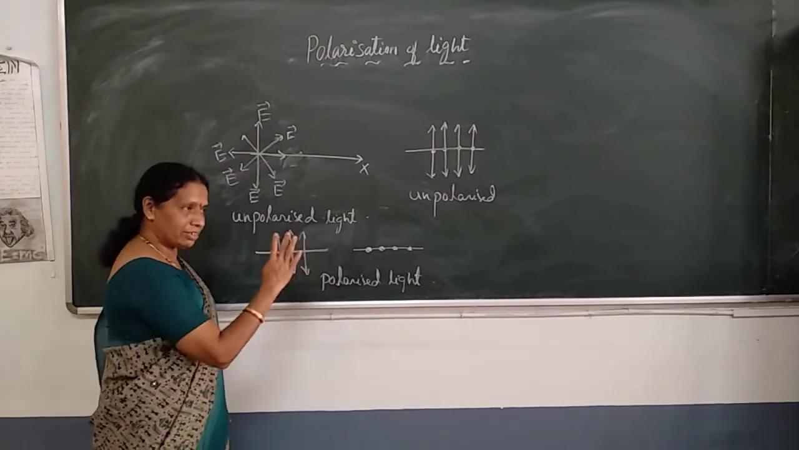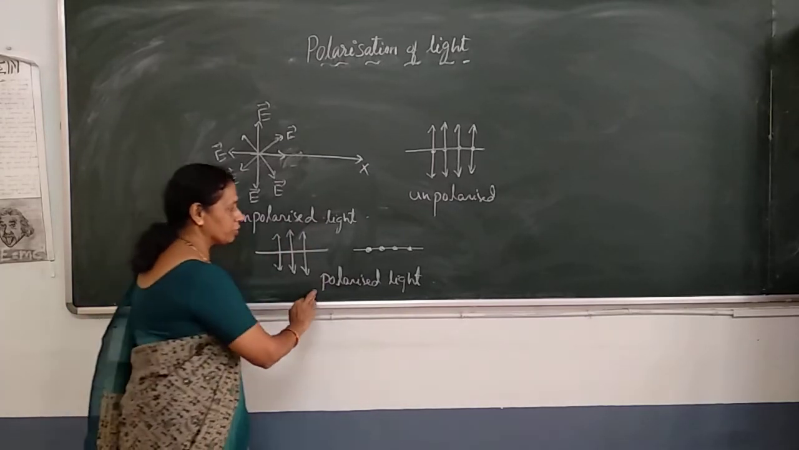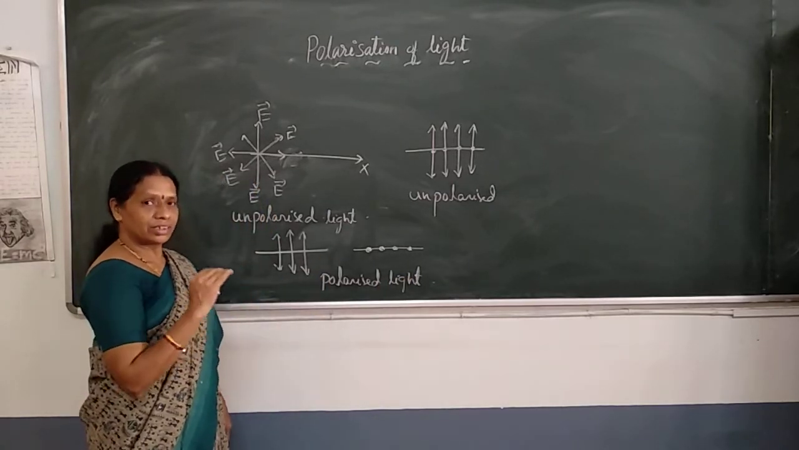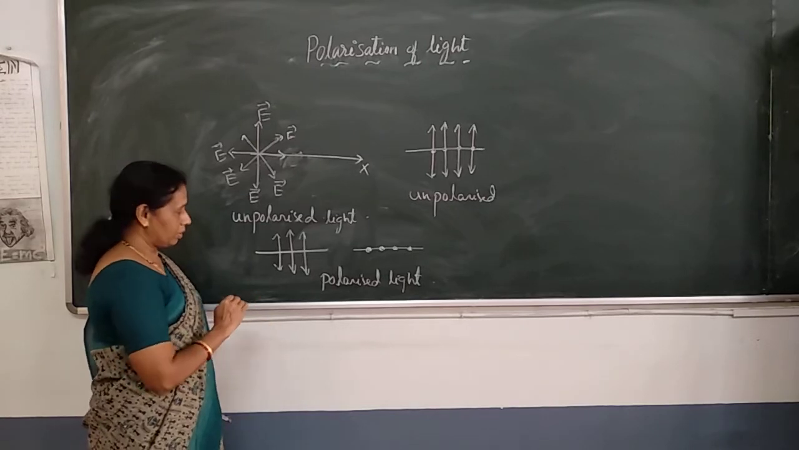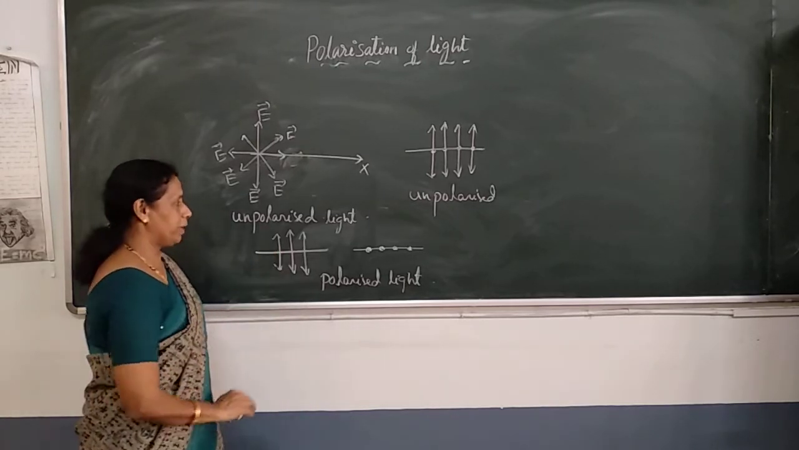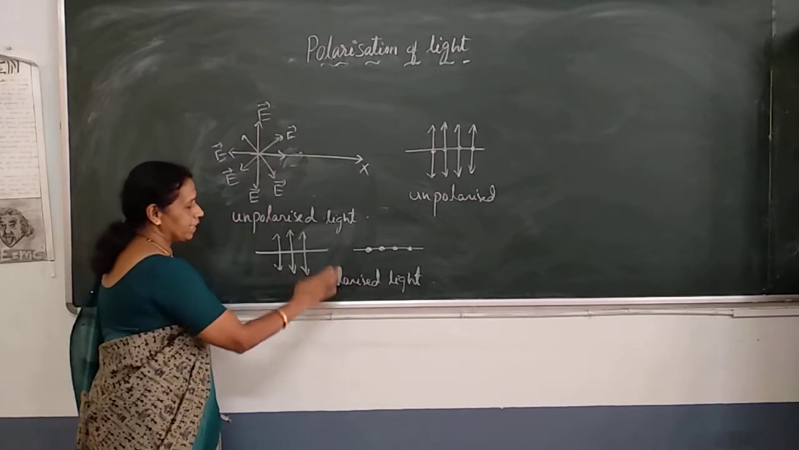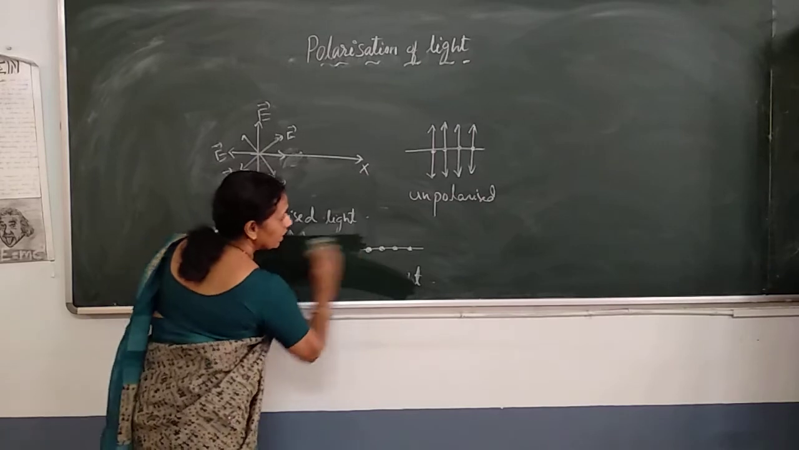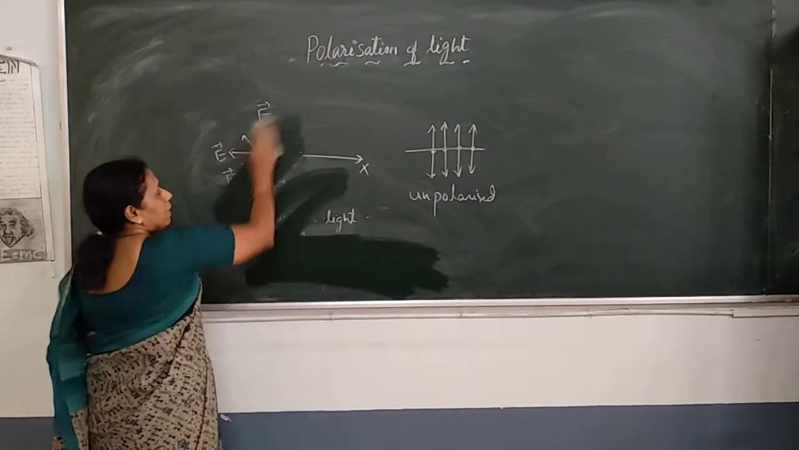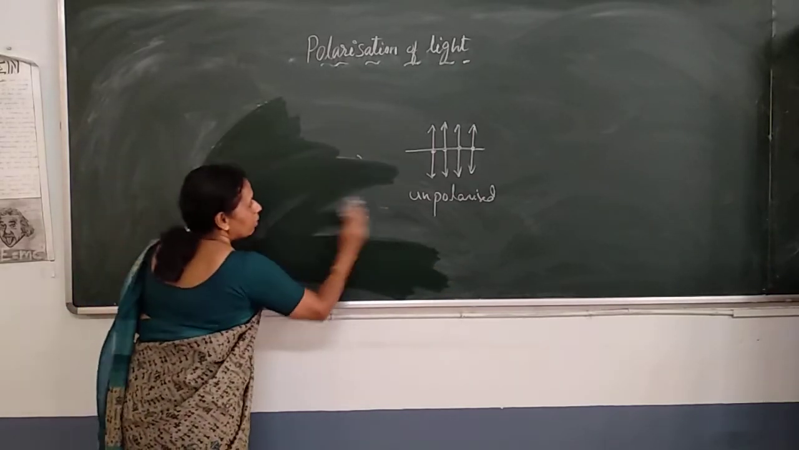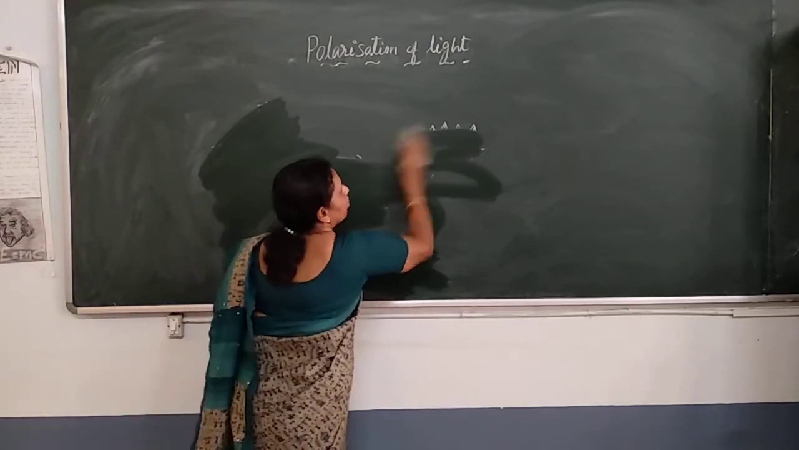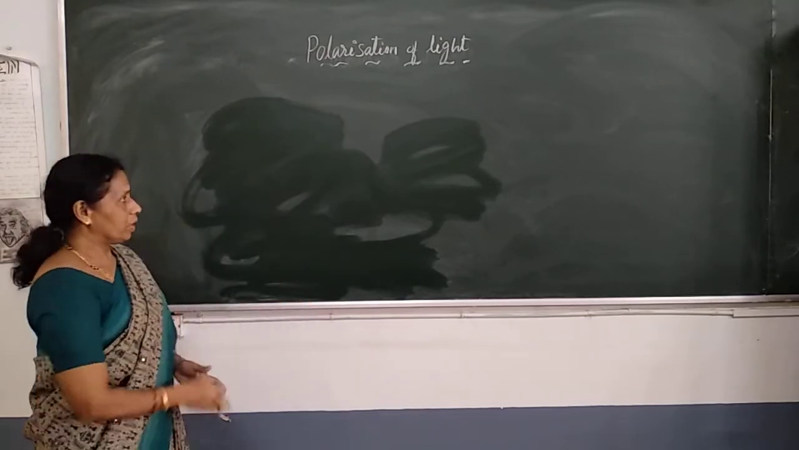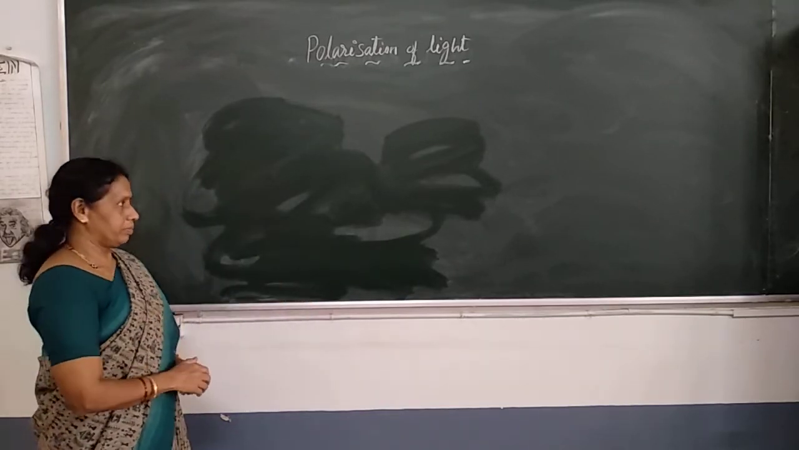A device is required. The device used to produce polarized light is called a polarizer. Polarizer is prepared using certain crystals having the property of producing a polarized light. This is about unpolarized light and a polarized light. In a polarized light, there are three types: plane polarized, circularly polarized, and elliptically polarized. These are the three types of polarized light. What is a plane polarized light?